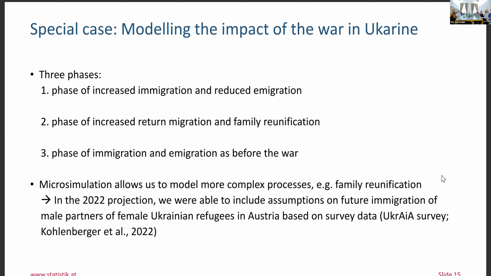Then the second phase. The first phase you could basically see as a phase during the war. This phase then goes over to a second phase where we have, on the one side, higher return migration of Ukrainians, but on the other side also more immigration from Ukrainians in the sense of family reunification. As we have mostly female refugees, we introduced a group of immigrants from Ukraine that have just switched characteristics. We switched the gender, but other than that, we give the same characteristics as the female refugees who are already in Austria.